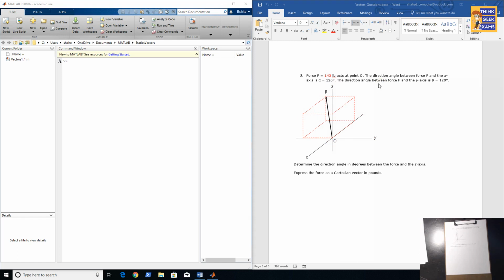Now, in this case, the direction is not given with a vector form or a unit vector form. It is actually given with angles alpha and beta. They're respectively the angle of F from the x axis and the y axis. And they're both 120 degrees. Now, given this information, we have to find what is the angle between F and Z axis, and then we have to express the force in Cartesian vector format.